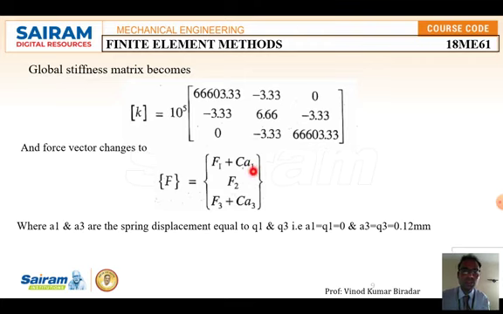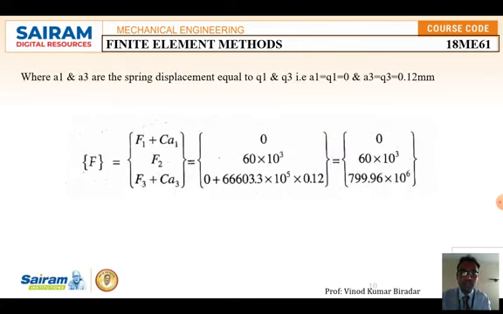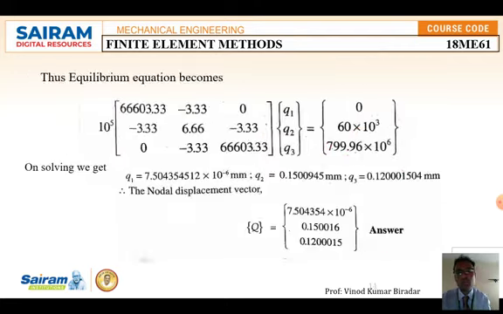A1 is equal to the displacement, that is Q1. Here A1 is equal to 0 but A3 is equal to 0.12. After substituting the formula, F1 plus C A1 with A1 equal to 0 becomes 0, F2 they have given 60, and A3 is equal to 0.12 with the C value. After simplification, the force is equal to this equation: C 0, 60 into 10 to the power of 3, 799.96 into 10 to the power of 6. Now the modified global stiffness matrix changes from the beginning to like this.